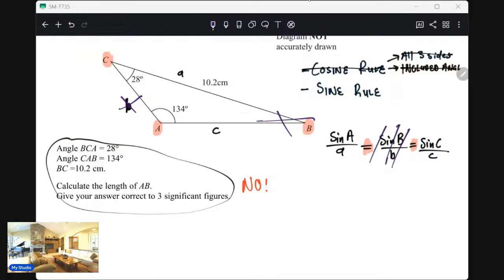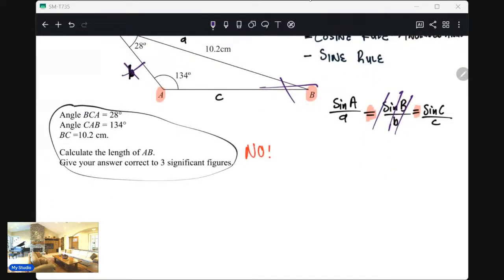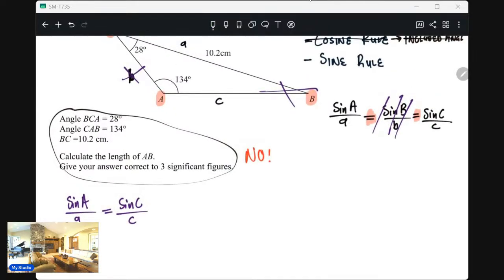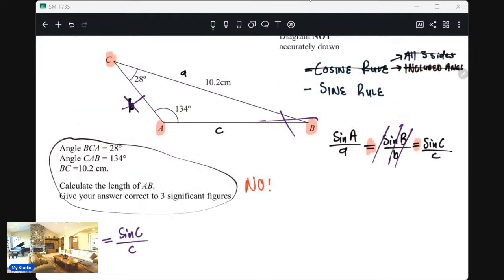Take it out. So for Cambridge, what you will write is sine big A over small a is equal to sine big C over small c. This is the official one, okay? Because B was useless. Are we together? So this is the one that they'll give you marks for writing. Now, what do they want now? Look at the question now. What does the question want?